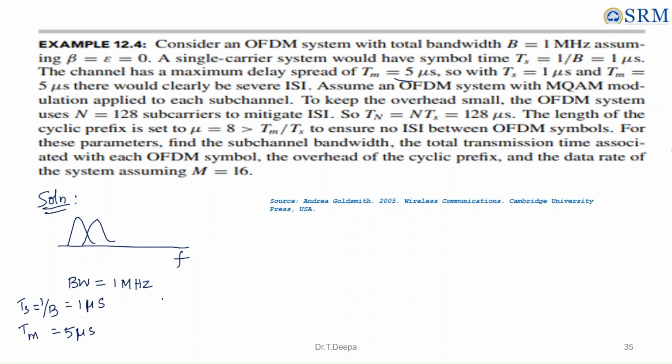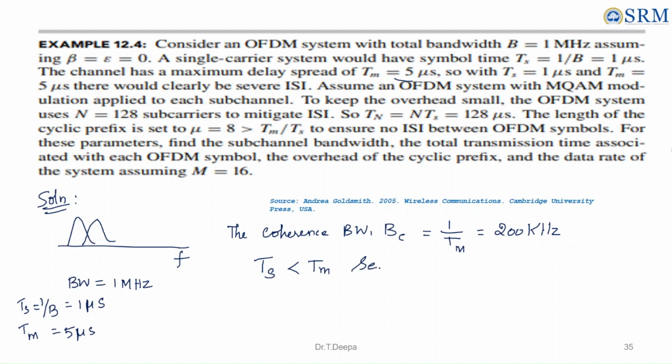The coherence bandwidth, denoted by BC, is 1 by the delay spread, 1 by Tm. It's nothing but 200 kilohertz. So given the value of Tm, the coherence bandwidth BC is found. With Ts of 1 microsecond and Tm of 5 microseconds, the condition is Ts less than Tm. Because Tm is much greater than Ts, there would clearly be severe intersymbol interference.